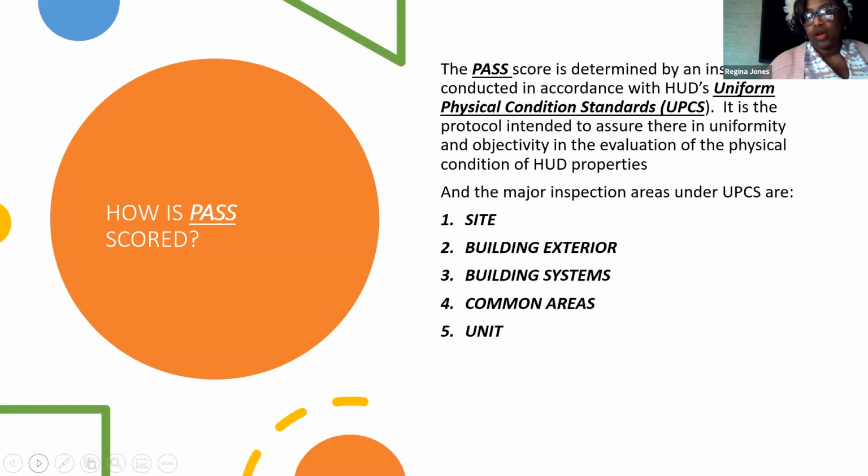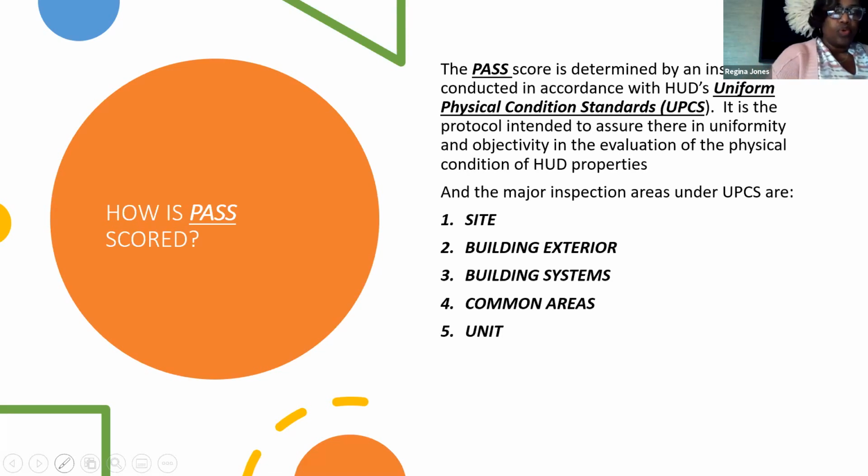PHAs are scored following the Uniform Physical Condition Standards. The major inspection areas under UPCS are site, building exterior, building systems, common areas, and unit. But let me say this as an aside, with Inspire now, the focus is more on unit than common areas, building systems, and building exterior.